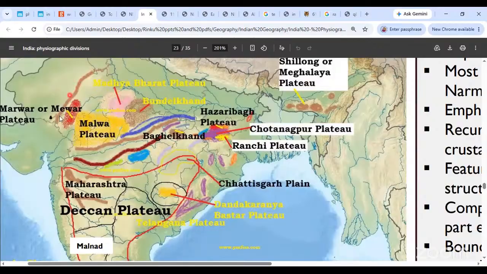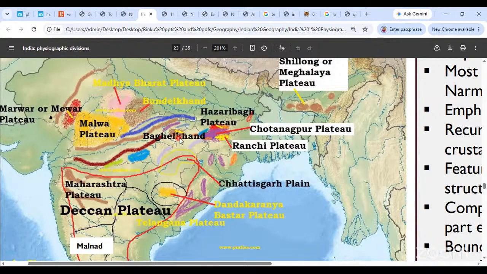This is the Aravallis, the brown colored hill. This you can see is the Mewad or the Marwar plateau. Next to it is the Malwa plateau. This is the Madhya Bharat Pathar or the Madhya Bharat plateau, the one in the pink. And then next to it you find the Bundelkhand one. That is the Bundelkhand plateau. This is the Bagelkhand plateau over here to the east of the Satpuras.